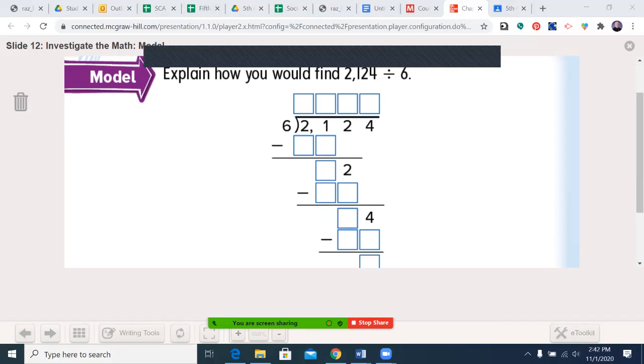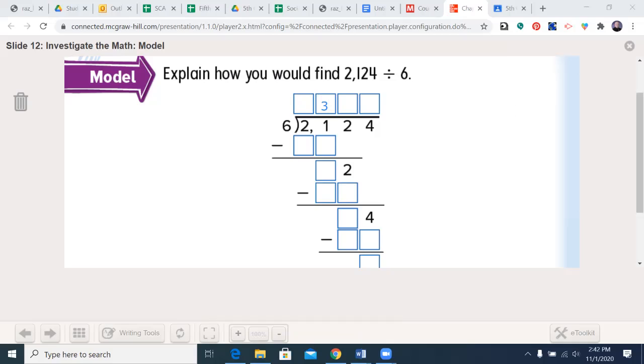It just won't work. But because you've all learned about regrouping, I could take these two groups of 1,000 and break them each into 10 groups of 100. So we'd have 20 groups of 100 plus the one group of 100 and have 21 hundreds. So now I'm going to need to put my 6 into 21. Well, how many times? We know it's 3.